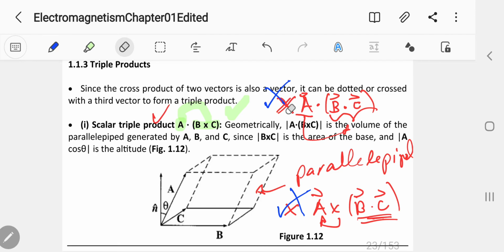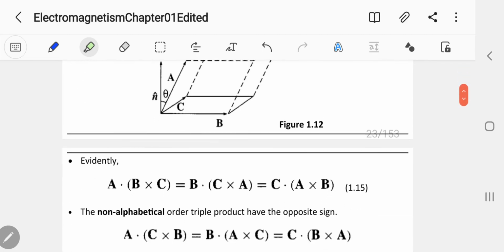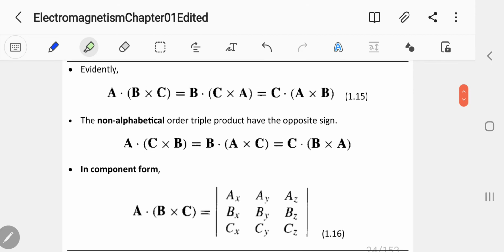So remember, there is also a kind of order in vector product. So this one is correct. The other two are wrong. Evidently, you can also show that this one is correct. They are identical. And also this one. You can prove this by component form.